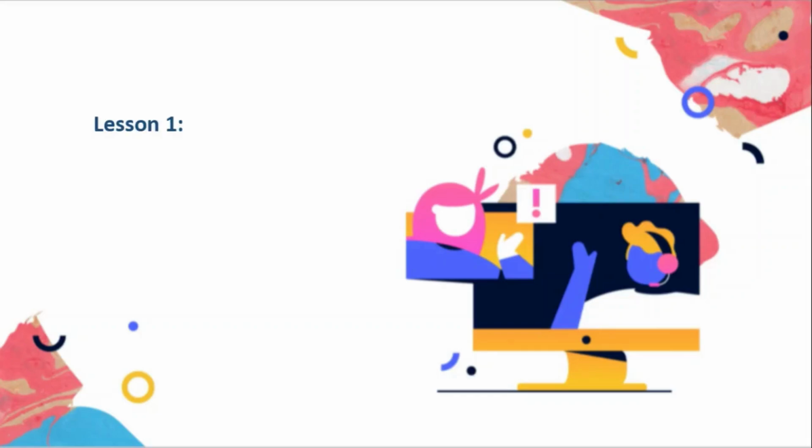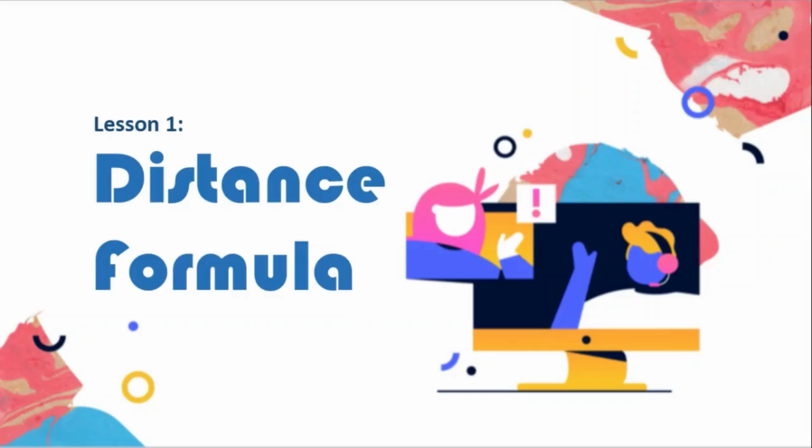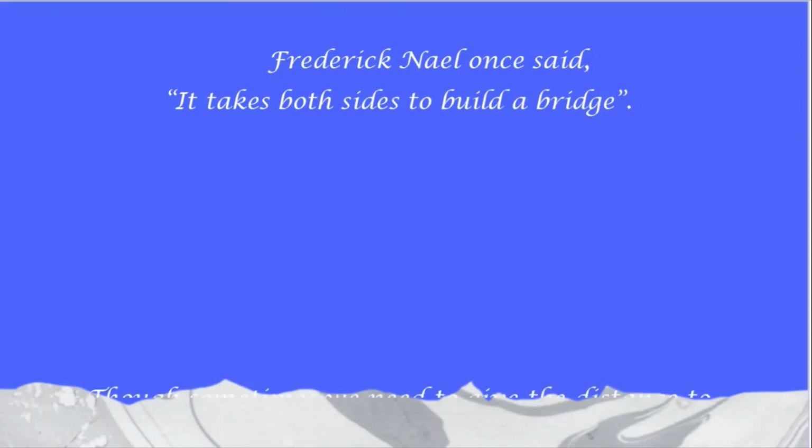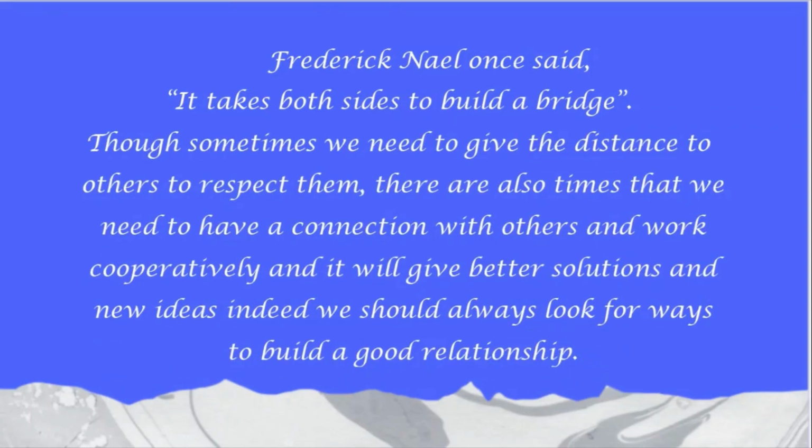Our lesson for today is all about the distance formula. Frederick L.W.M said, "It takes both sides to build a bridge." Though sometimes we need to give distance to others to respect them, there are also times that we need to have connection with others and work cooperatively, and it will give better solutions and new ideas. Indeed, we should always look for ways to build a good relationship.